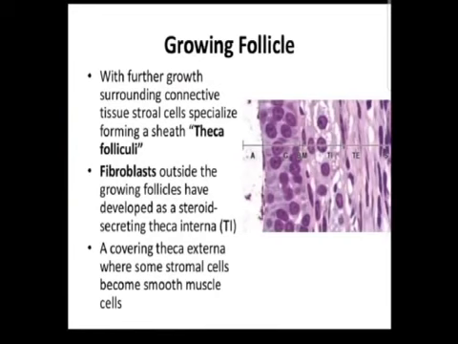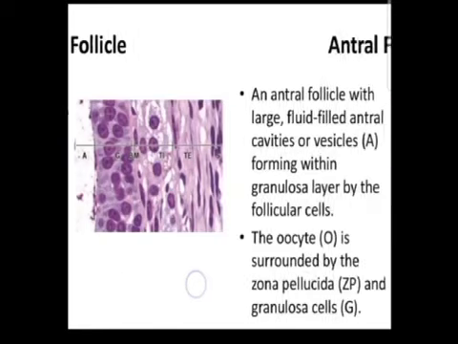Growing follicle. With further growth, the surrounding connective tissue, the stromal cells, specialize, forming a sheath which is known as the theca folliculi. Fibroblasts outside the growing follicles develop as a steroid secreting theca interna and a covering theca externa, where some stromal cells become smooth muscle cells.